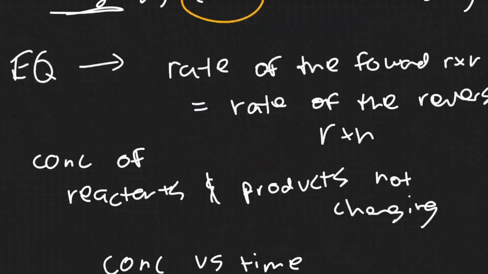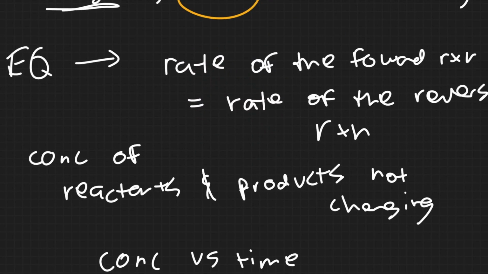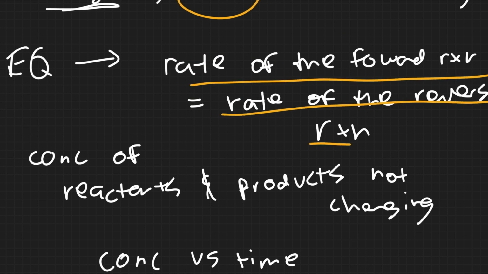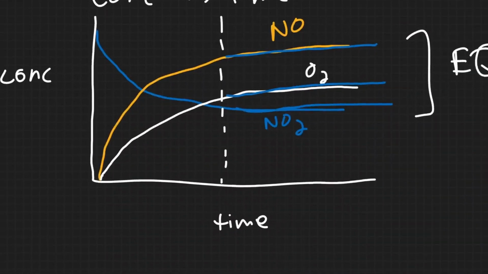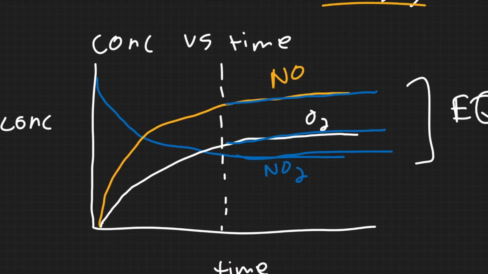Because as we said before, if we go back up here, we said the rate of the forward reaction and the rate of the reverse reaction are the same, but also that the concentration of the reactants and products is not changing. So as we look at this graph, we can see that at a certain point in time, right here specifically, our concentrations are not changing. So that would be an example graph of what that would look like.